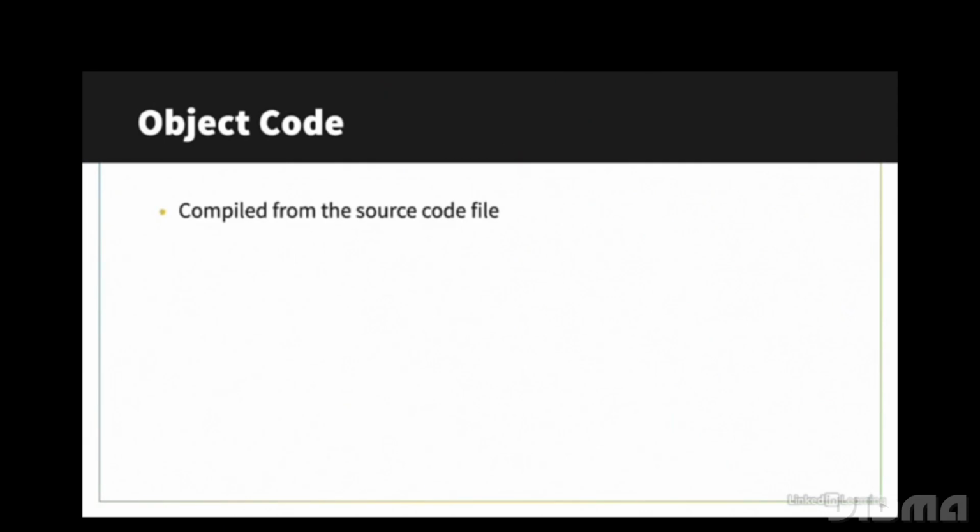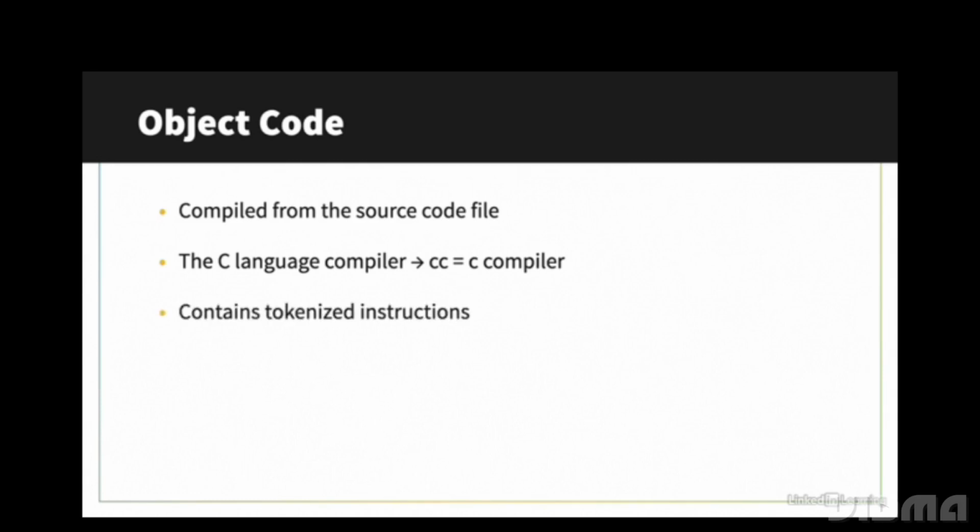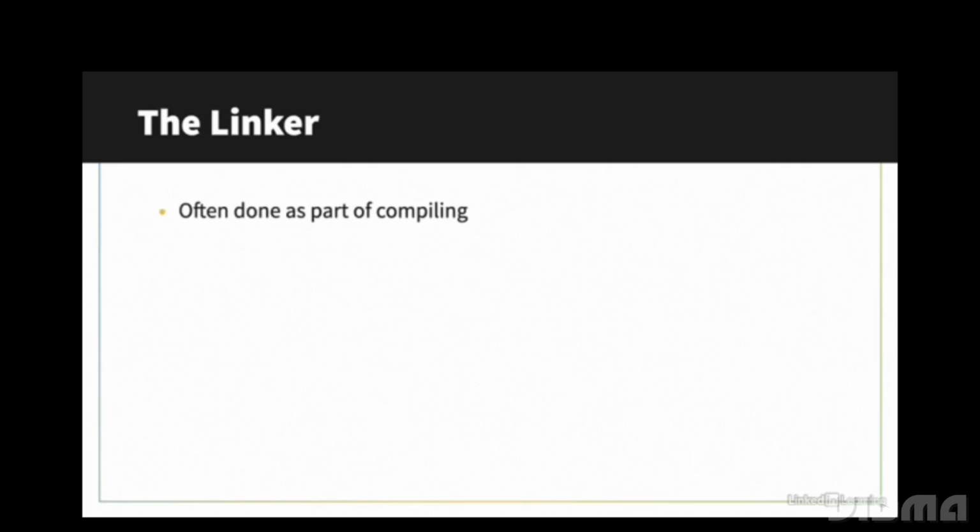The source code is then compiled into object code. The program that creates the object code is called a compiler. The traditional name of the C language compiler is CC, which stands for C compiler. The compiler reads the source code file and generates an object code file. This file isn't a program, but rather contains shortcuts or abbreviations called tokens. Object code files have a .o file name extension, and they use the same file name as the original source code file.